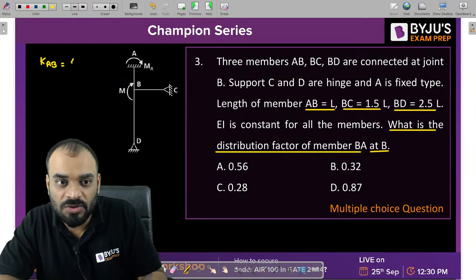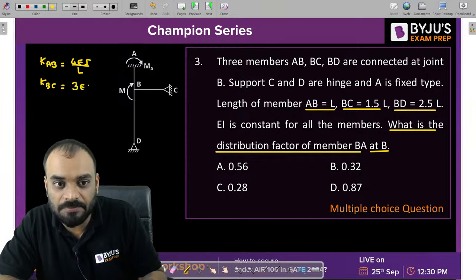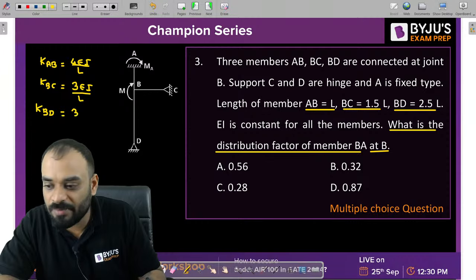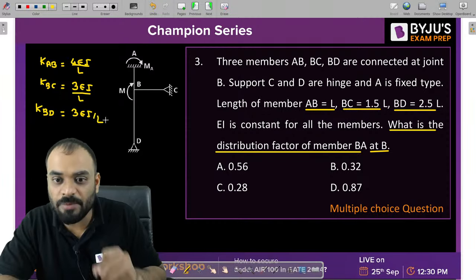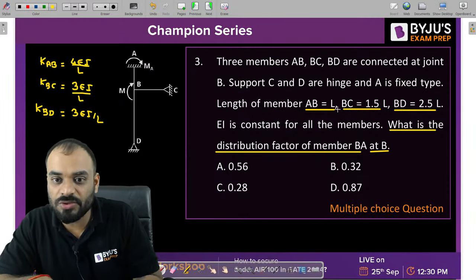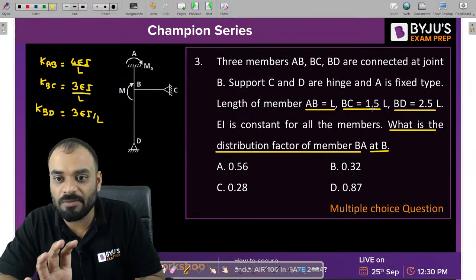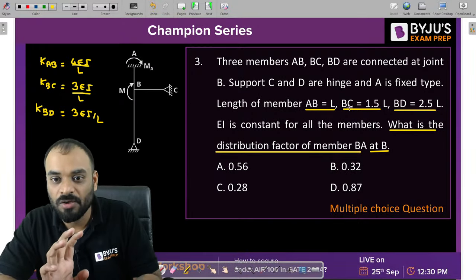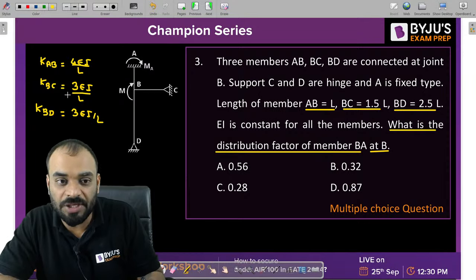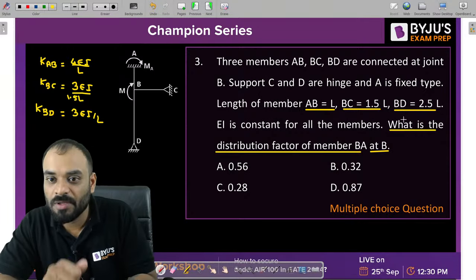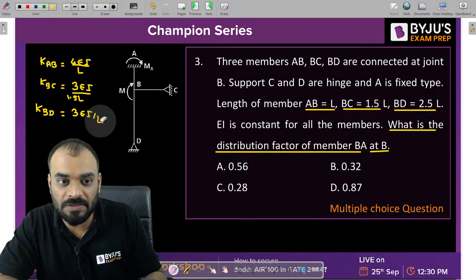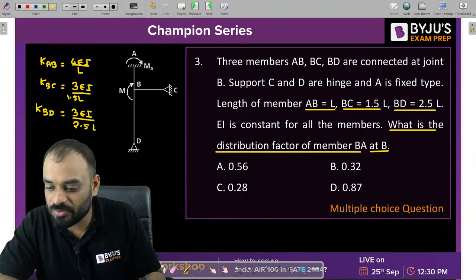The far end is fixed, so we can write 4EI by L. Similarly, what is the stiffness for the BC member? It is equal to 3EI by L. Similarly, for the BD member, it is also 3EI by L. Now you need to see that the length of each member is different. AB is L, BC is 1.5 L, so we put 3EI divided by 1.5 times L. BD is 2.5 L, so we write 3EI divided by 2.5 times L.